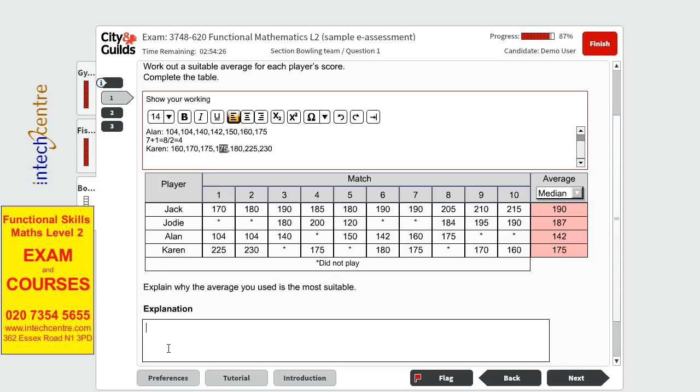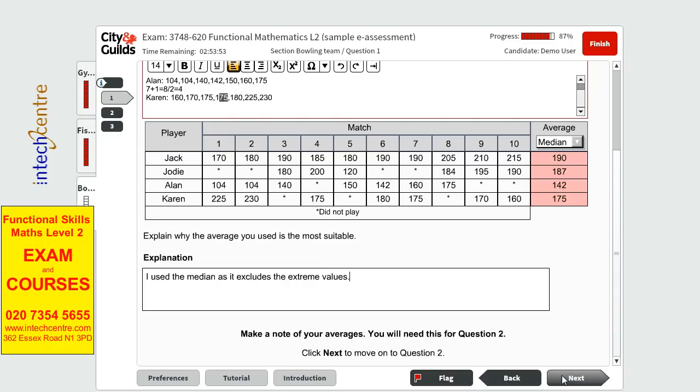And as an explanation, you could say I used the median as it excludes the extreme values or the lowest and highest values. Perfect. So this question is done as well. We can move on to the next one.